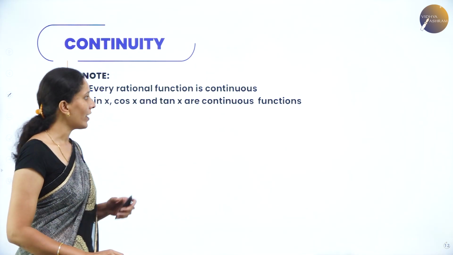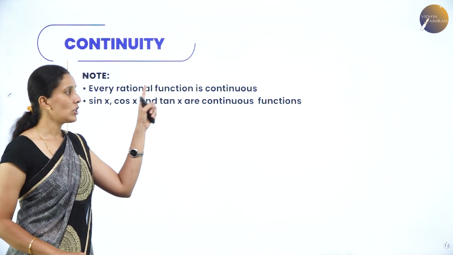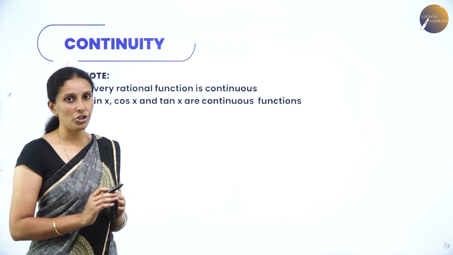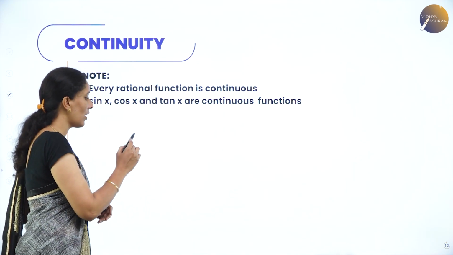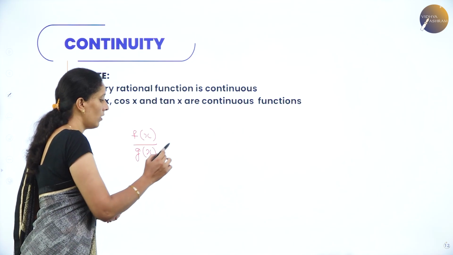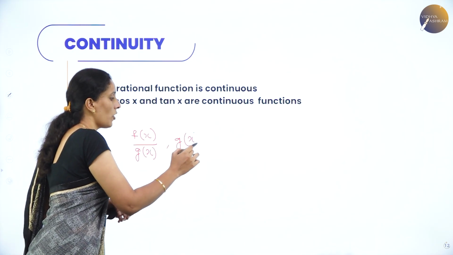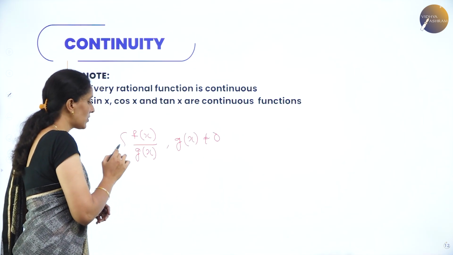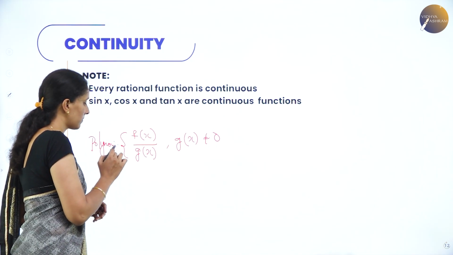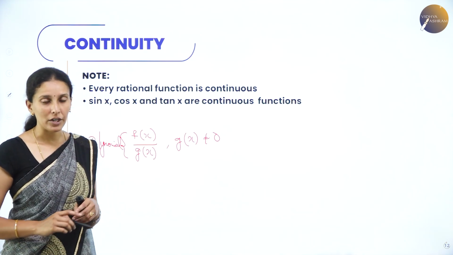So we can take a few examples. Every rational function is continuous. So f of x by g of x: all functions in the form of f of x over g of x, where g of x is not equal to 0 and both are polynomial functions. So this is what a rational function is, right?